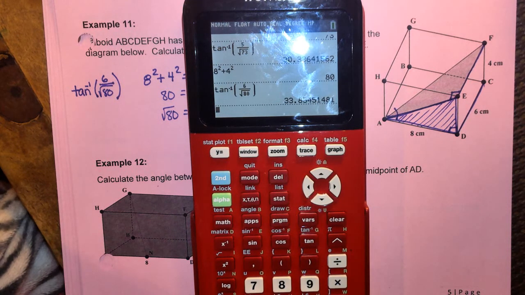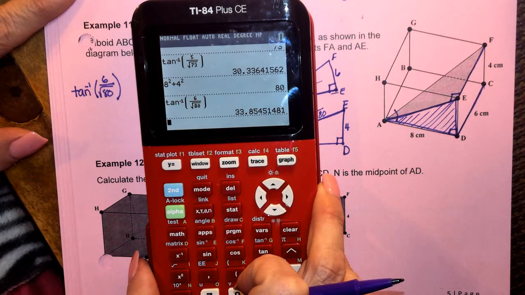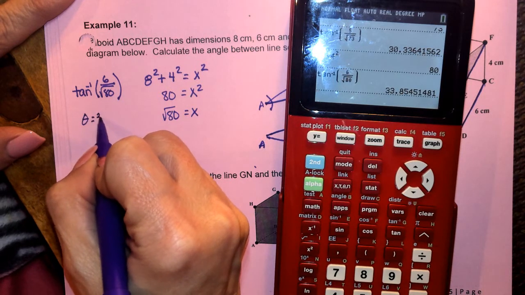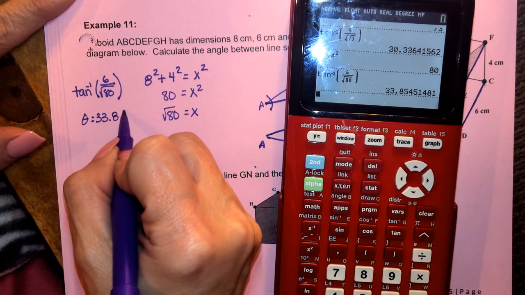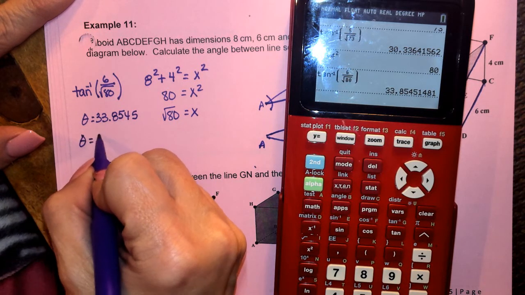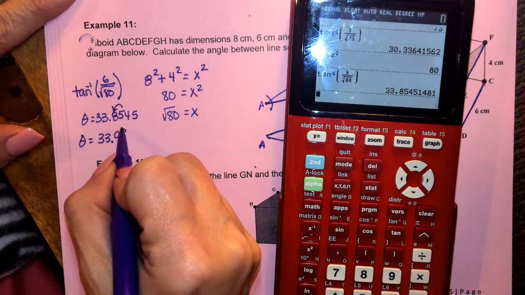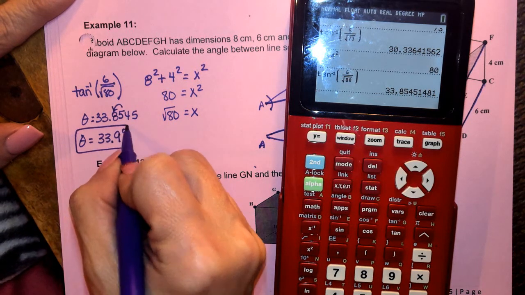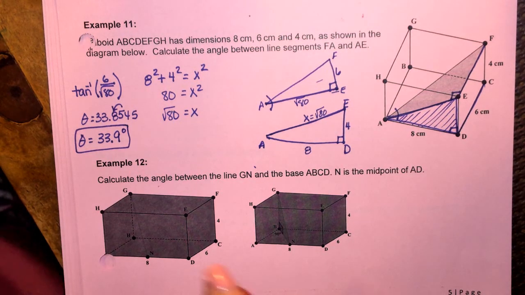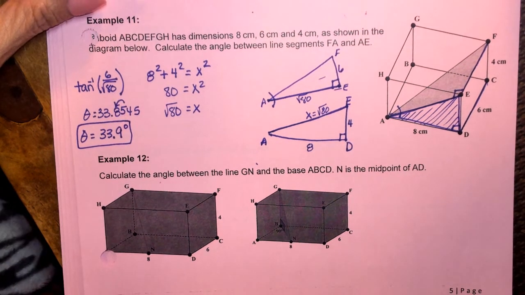So we got 33.8545. So theta equals 33.8545, and we're going to do 3 sig figs. So theta equals 33 point, the 5 is going to round the 8, 33.9 degrees. I think that's calculate the angle between the, yep. So there we go, 33.9 degrees. I think that might be a cognitive question, but I do not know for sure.